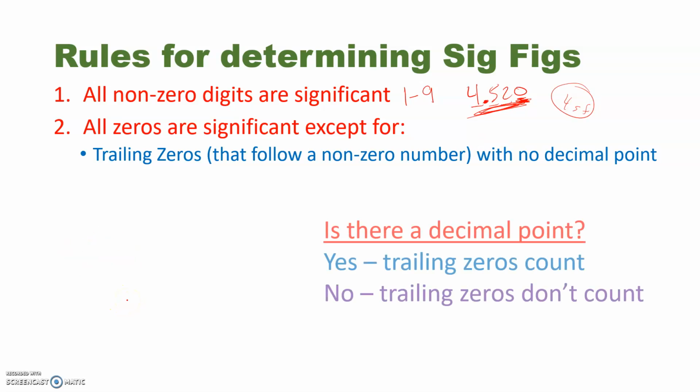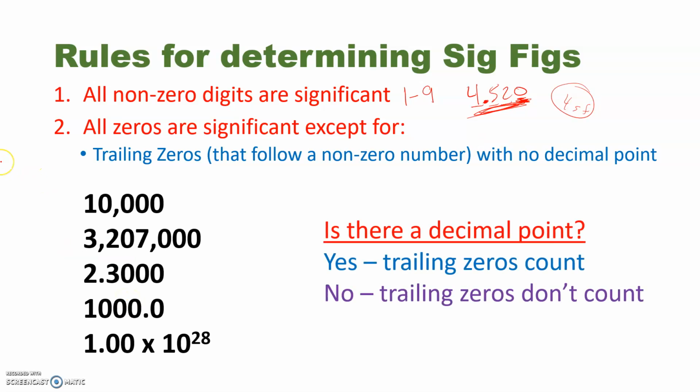So some examples. We've got some examples here. So before I get to the examples, this rule sounds kind of funny. Here's how I sum it up. Is there a decimal point? If the answer is yes, then trailing zeros count. If the answer is no, then trailing zeros don't count.